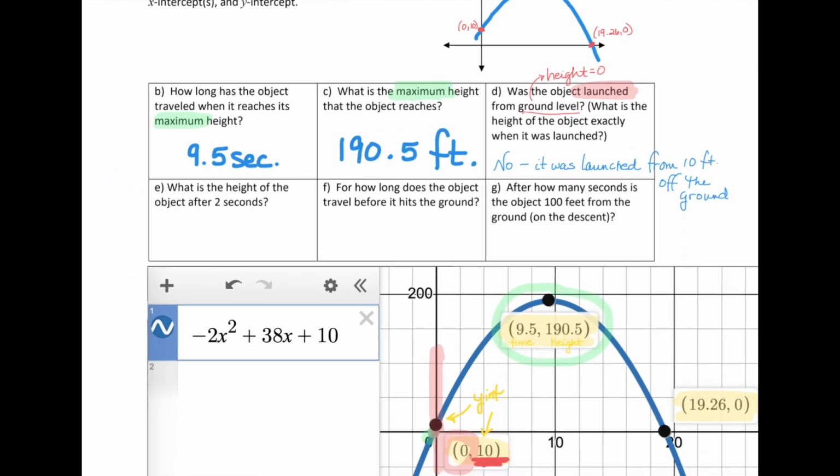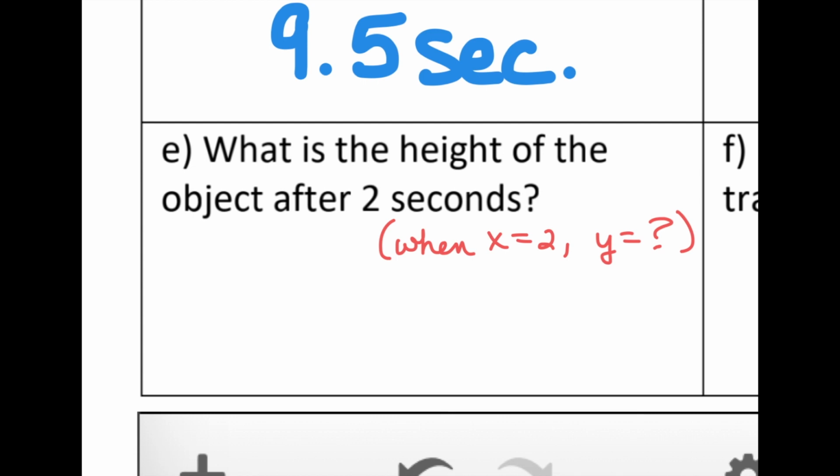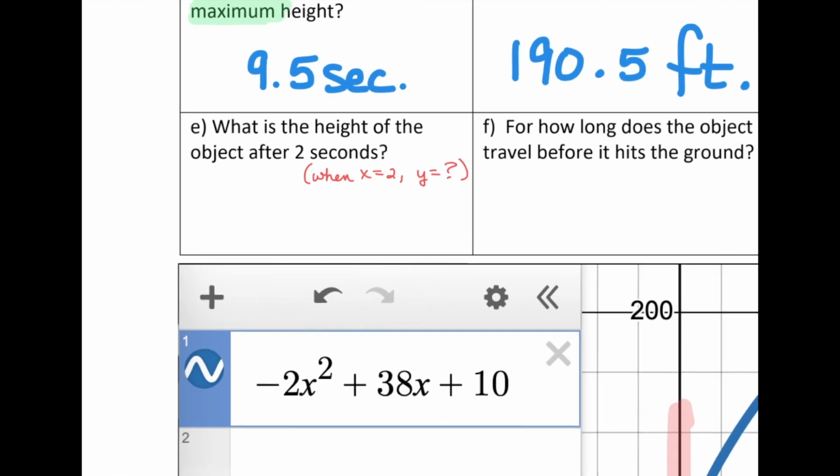Now, the next question asks for the height after 2 seconds. And there's been some discussion in class about that word after. That's just an English quirk. At 2 seconds, how high is the object? That's really what it's asking for. Well, 2 seconds is an x value. So it's saying when x equals 2, what is y? That's really what this question is asking. What is the height, y, of the object when x equals 2 seconds?